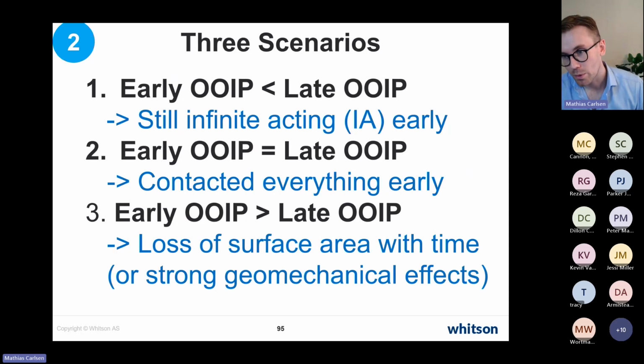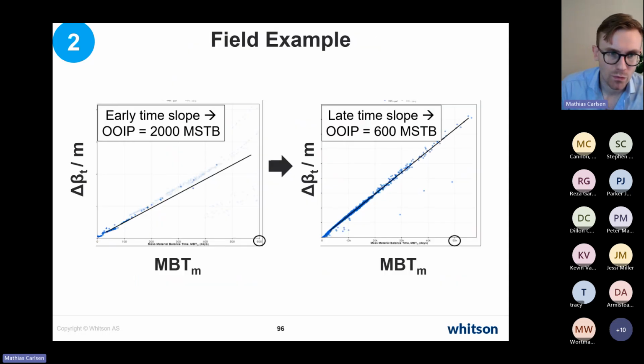So for a field example, this is one of their wells, real data. At early time, they're observing 2 million STB. At late time, they observe 600 MSTB for this well. And this is a well with probably tons and tons of production data.